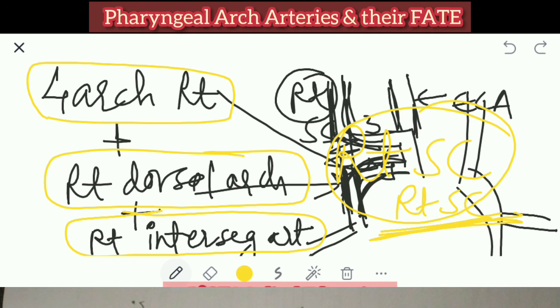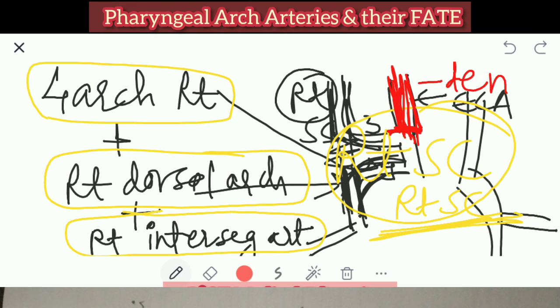They will ask you, all of the following contribute to the formation of the right subclavian artery except: fourth arch artery, right dorsal arch artery, right intersegmental artery, and they will say right third arch artery, or they will give you some other name. So this way you should remember. And this external carotid artery, as I said, on both sides is not a derivation of any pharyngeal arch artery. It's a new bud of artery developing from the third arch here. So it is also called de novo.